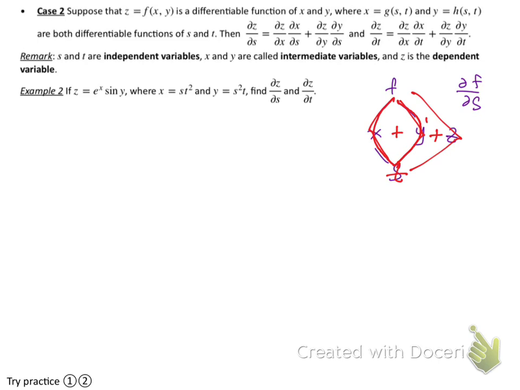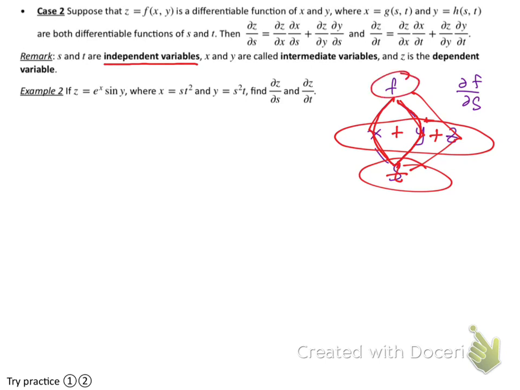Notice here the variables down here, s or t, are called independent variables. The variables that are in the middle, x, y, or maybe x, y, and z, are called intermediate variables because they sort of sit in the middle. And at the end, up there, the f or the variable z is called the dependent variable.